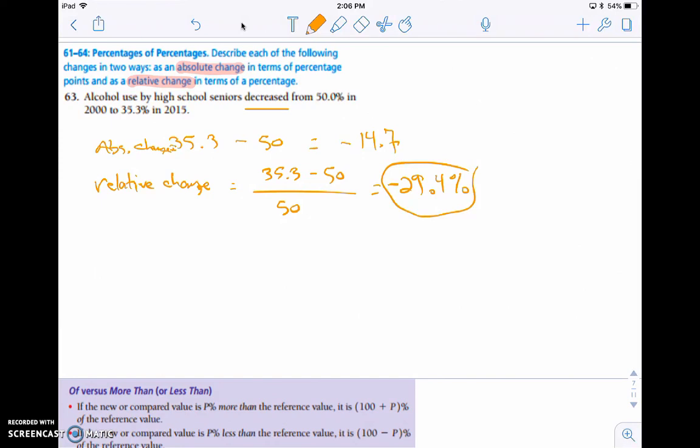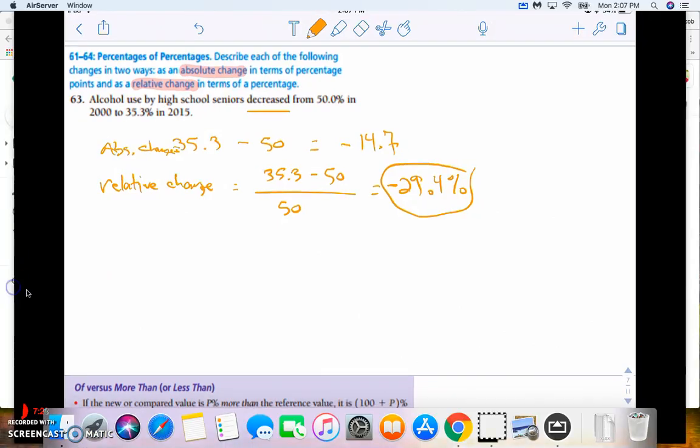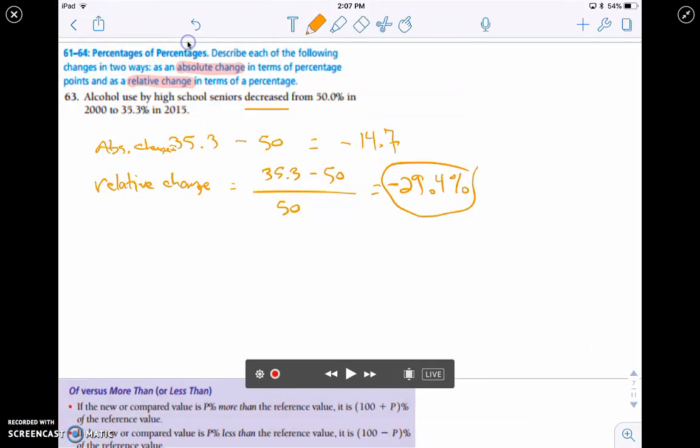So we can see, again, absolute, how much did it change, and then relative, when we compare 50% and 35%, that's a 29% decrease over time. So that's what absolute and relative change do for us. So let me check my time here, see how we're doing. We're doing okay. We can go a little bit further.